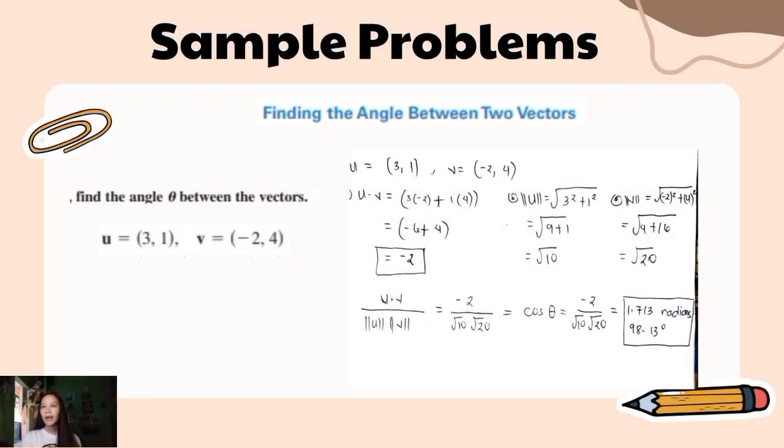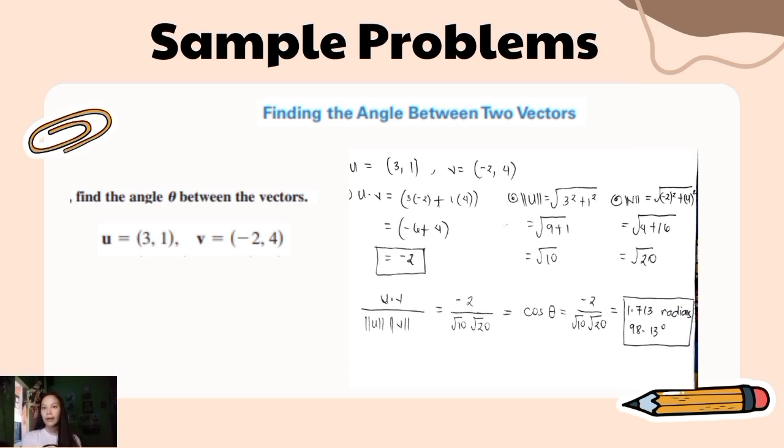So, our problem: find the angle between the vectors u = (3, 1) and v = (-2, 4). First, we are going to find the product of u times v. We multiply u1 by v1 and u2 by v2. So, 3 times negative 2 plus 1 times 4. We get negative 6 plus 4, which is negative 2. So our u times v is equal to negative 2.